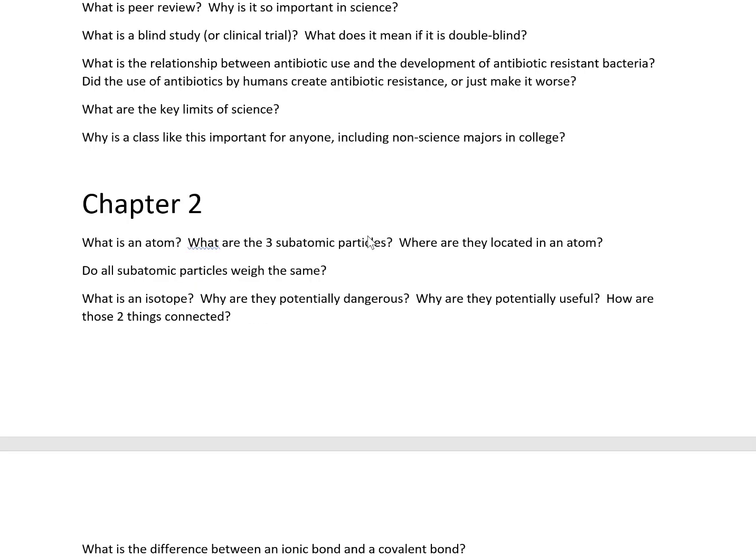Okay, what is the relationship between antibiotic use and the development of antibiotic-resistant bacteria? Did the use of antibiotics by humans create antibiotic resistance or just make it worse? So, all right, here's how I look at antibiotics, and I teach microbiology. Every antibiotic has a counter. It has a number of times it's going to work before it becomes useless. And every time it gets used, that counter is going towards zero. Now, I don't know what the number started with, but I know what's going to happen when it gets to zero. The drug's going to be worthless.